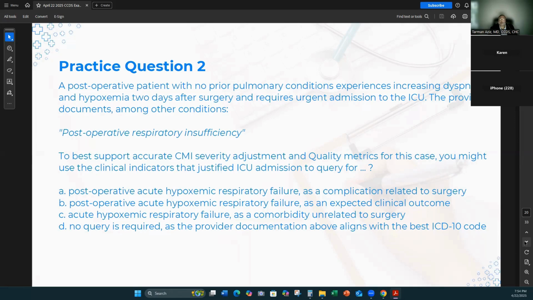Yes, I would argue as well that C doesn't work. Comorbidity unrelated to surgery. We're told here this is happening after a surgery, so why jump to that? So it's either going to be A or B. We're either looking to query for post-op respiratory failure, acute hypoxemic, either because it's a complication related to surgery or as an expected clinical outcome. I'll probably eliminate expected clinical outcome because the patient has no prior history of any respiratory issues, like it says. Very nicely done. And that's exactly why the answer is A.